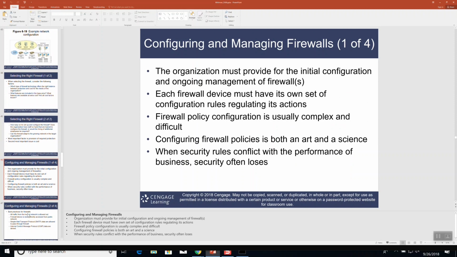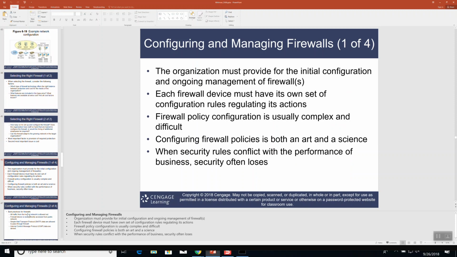Organization must provide for the initial configuration and ongoing management of firewalls. Each firewall device must have its own set of configuration rules regulating its actions. Firewall policy configuration is usually complex and difficult, so you've got to know what you're doing. Configuring firewall policies is both an art and a science.